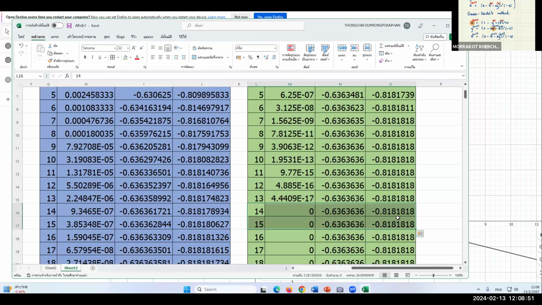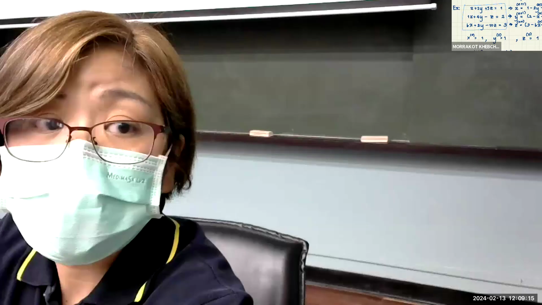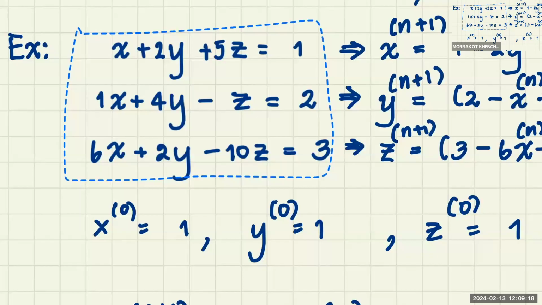But if, for example, it's not, let's see, for this one. Oops, sorry. Okay. Before we finish today, for this problem that we started with, we got divergence, we didn't get the solution. This one, as I said, is not converged, right?